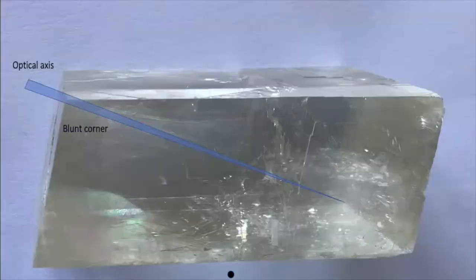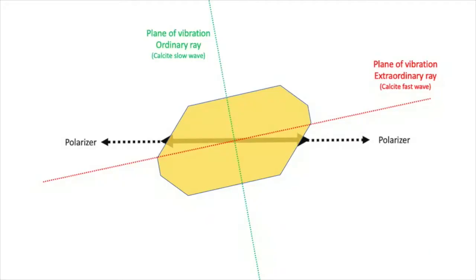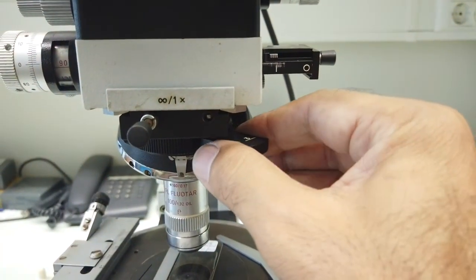In previous videos, we talked about how, across calcite rhombohedral units, the light subdivides into two rays, the ordinary and extraordinary rays. Is there a way to distinguish which is which? Yes, there is. But for that, we need to use the auxiliary plate, a gypsum plate in our case.